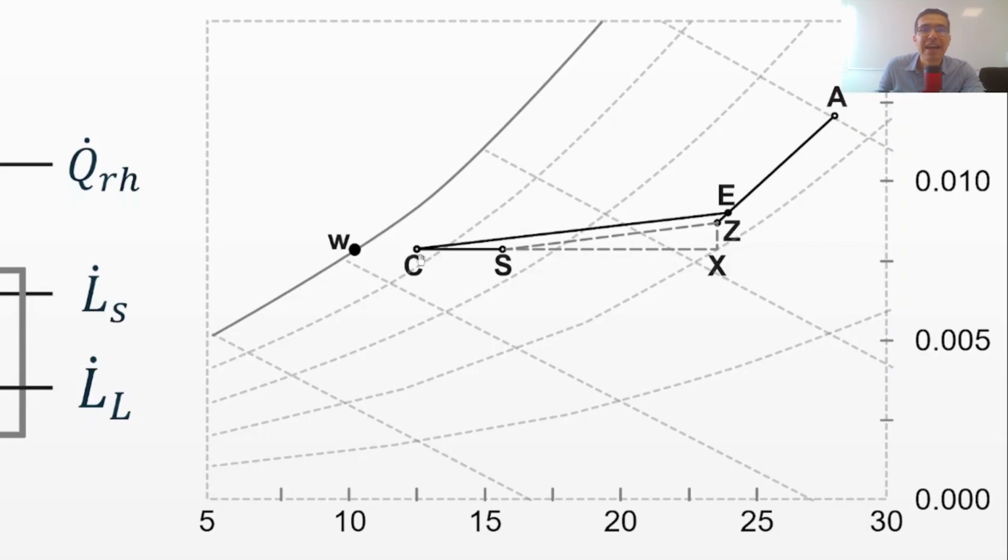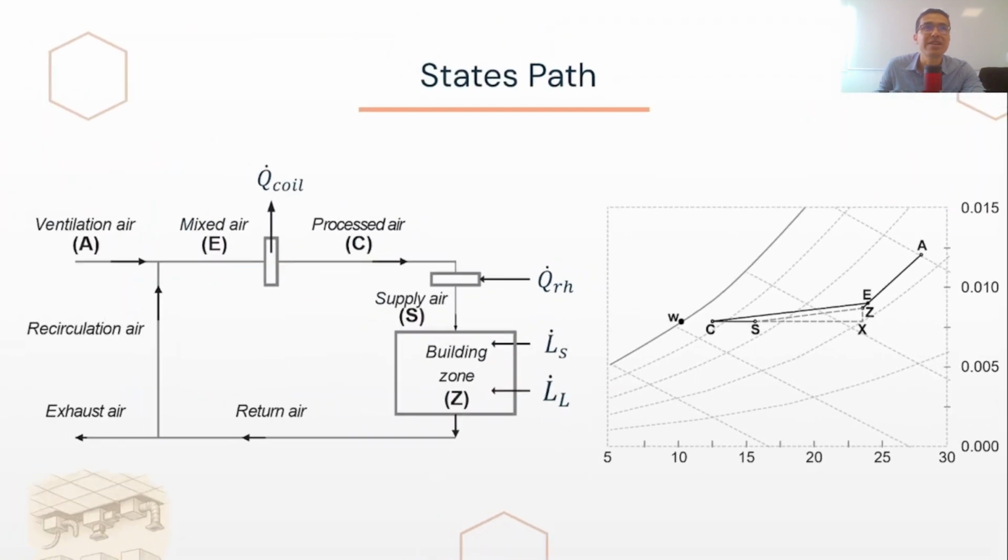Outdoor air replaces exhaust, so A mixes with the return from E. We can see this here, and the coil then removes energy from the mixed air to reach the levels in C, and that's the exit of the coil.